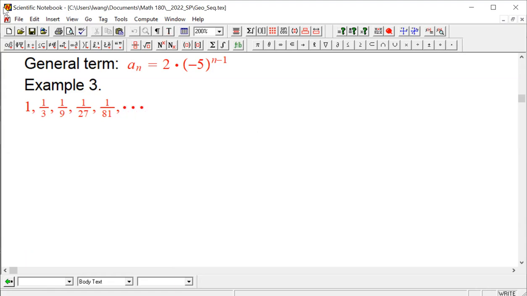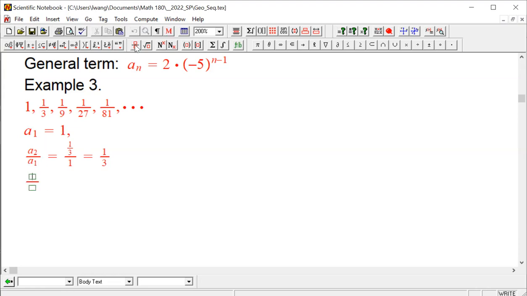So obviously the first term is equal to 1, right? So what is the ratio? You just have to look at the ratio between consecutive terms. Between these two, the ratio is going to be 1/3 divided by 1, so that is going to be 1/3. That's a sub 2 over a sub 1, where a sub 1 equals 1.